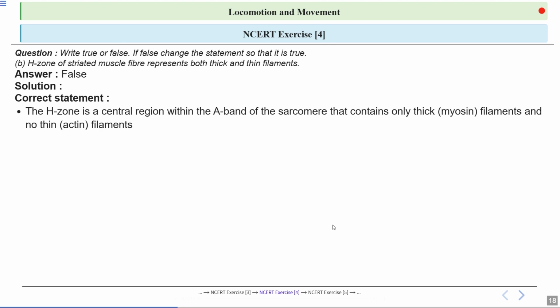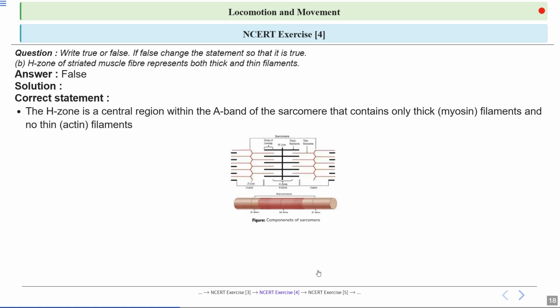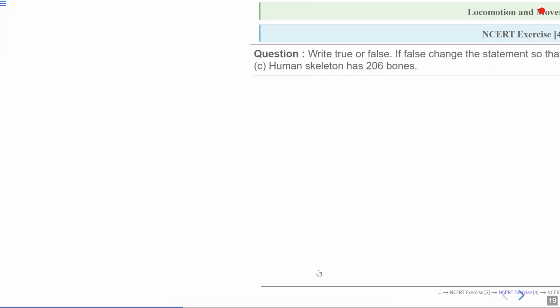Talking about H zone, it is a central region within the A band of sarcomere that contains only thick, or we can say myosin filament, but no actin, or we can say thin filaments. So it contains only thick filaments. You can see the picture showing different components of sarcomere. Here you can see the H zone, which is in the center area, and it is present within the A band of the sarcomere. And you can see here that it only contains thick, or we can say myosin filaments, and it has no actin, or we can say thin filaments.